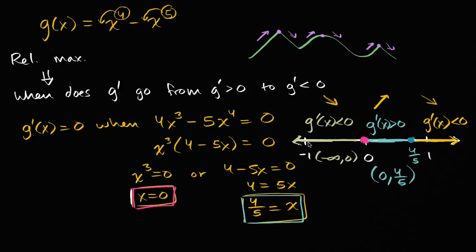So at what critical point are we going from increasing to decreasing? Well, we're doing that at x equals 4/5. So we have a relative maximum at x equals 4/5. If they said, well, where do we have a relative minimum point? Well, that's going to happen at x equals 0. We're going from decreasing to increasing. But we've answered their question of where do we find a relative maximum point.